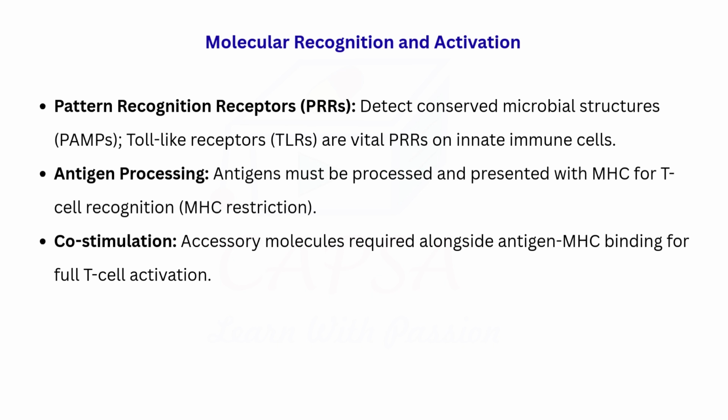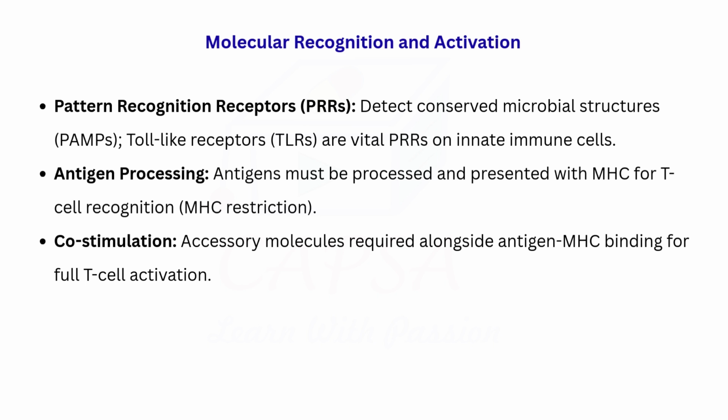How does the immune system actually recognize invaders and get activated? Innate immune cells use pattern recognition receptors, such as toll-like receptors, to detect common microbial structures. This triggers the initial alarm system. For adaptive immunity, antigen must first be processed and displayed on MHC molecules. This process is called antigen presentation and is essential for T cell recognition.